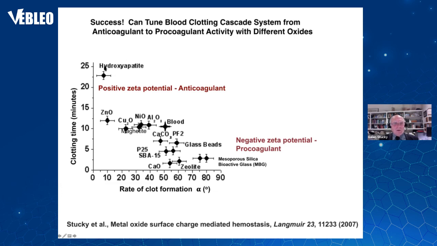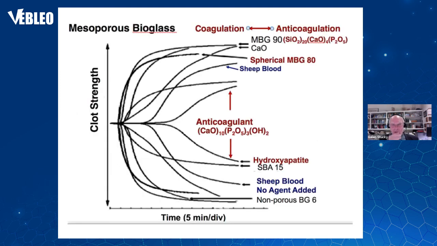Hydroxyapatite, for example, has a very positive zeta potential. It's a very strong anticoagulant. Its primary function is in your bone, and of course in the bone, blood cells are created inside, so it's not surprising. On the other hand, the silica is down here. The rate of clot formation is very good and strong, and the clotting time is very fast.